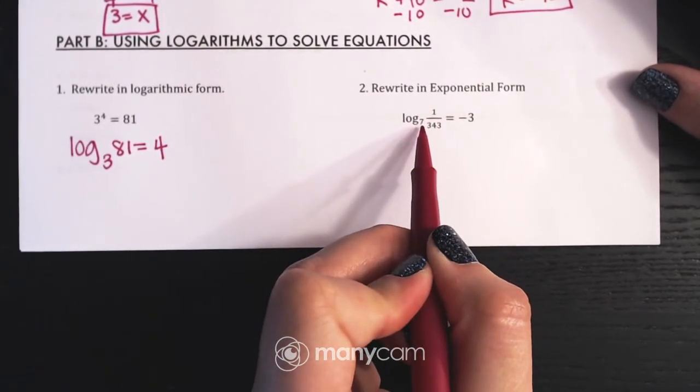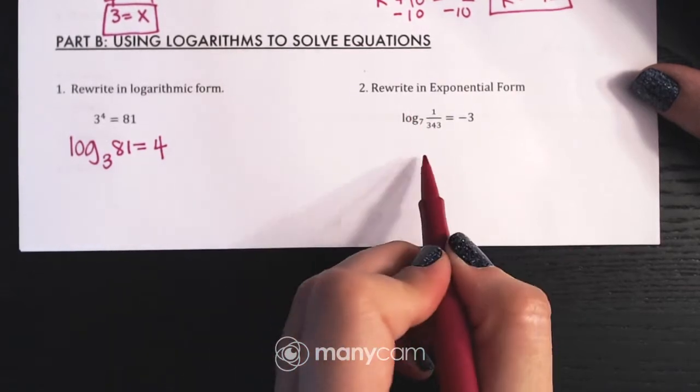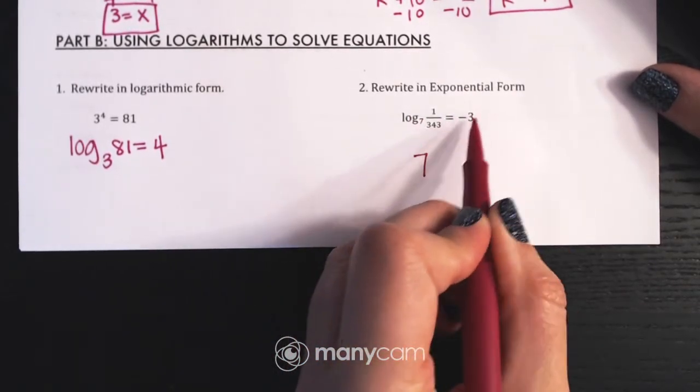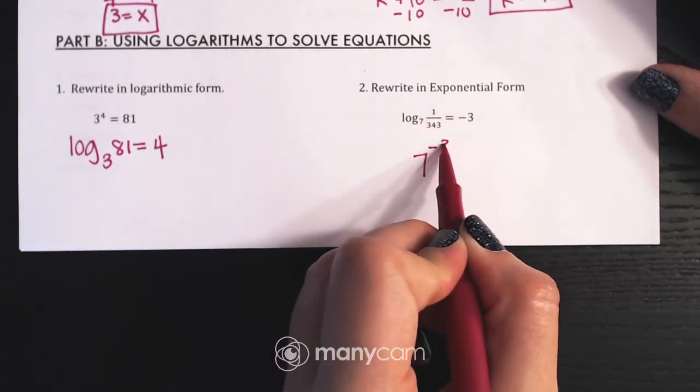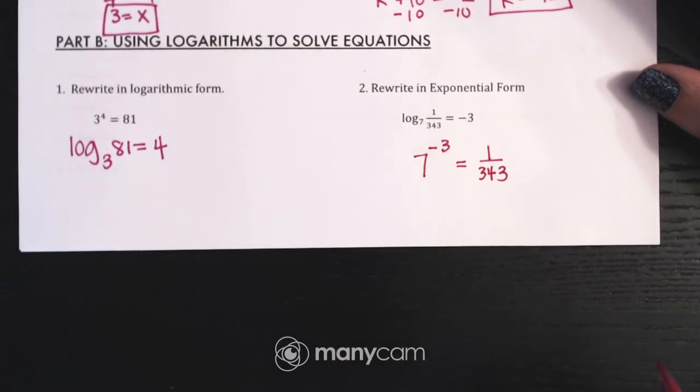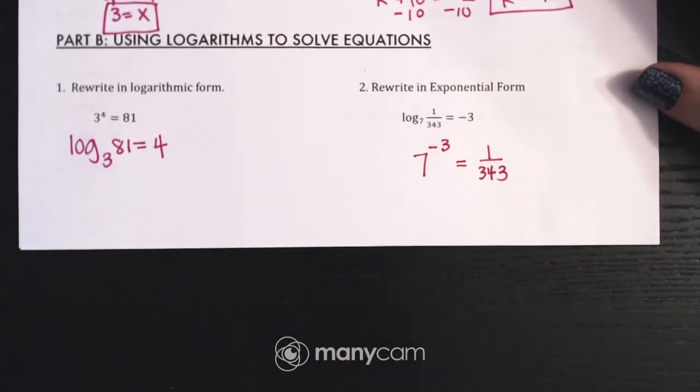Rewriting a log and exponential, same idea. I want to identify the base. The base is 7, so the base of my exponent should be 7. Switch the other two pieces. So 7 to the negative third equals 1 over 343.